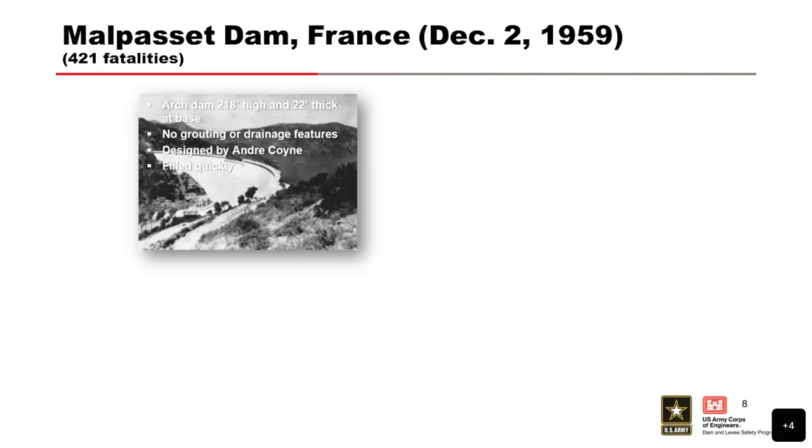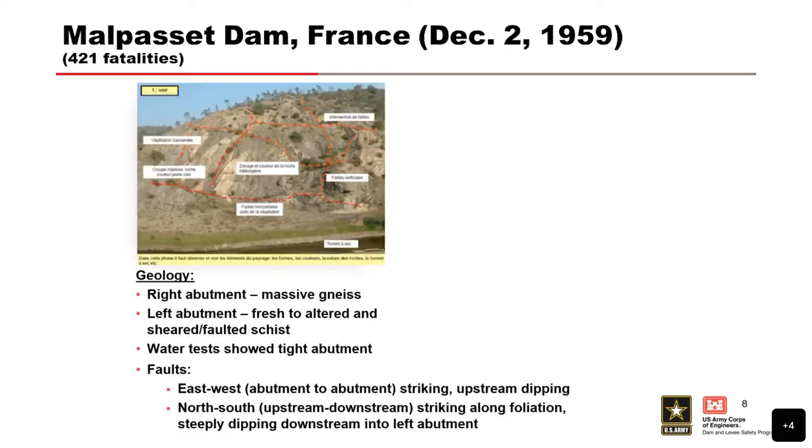The case study here is the Malpasset Dam in France. It was 217 feet high. A series of rainstorms filled the reservoir very quickly in the late fall of 1959. On December 2nd, 1959, the dam collapsed. The flood wave caused total destruction along 11 kilometers to the Mediterranean Sea, and the number of deaths attributed to the failure was 421.